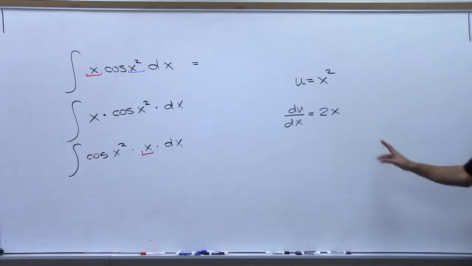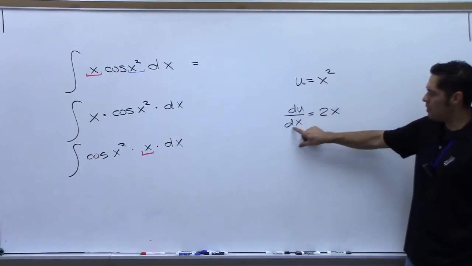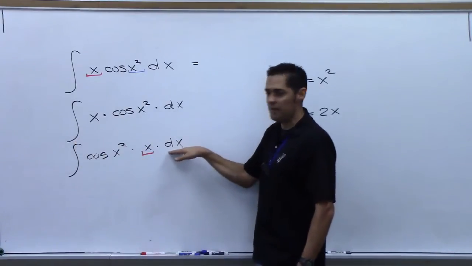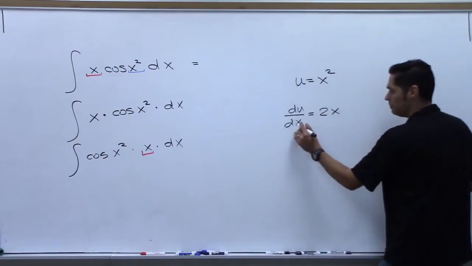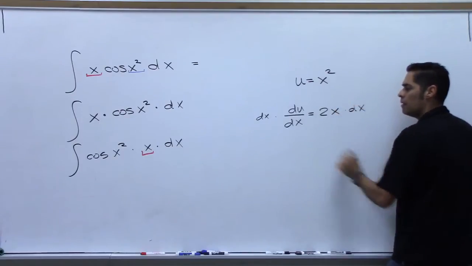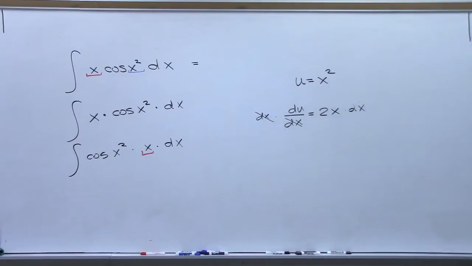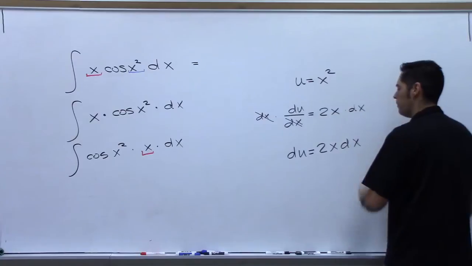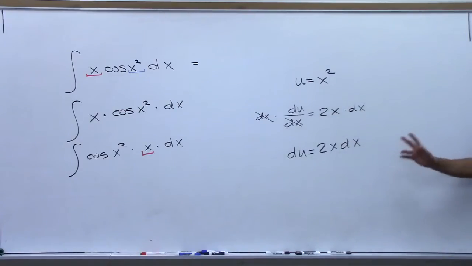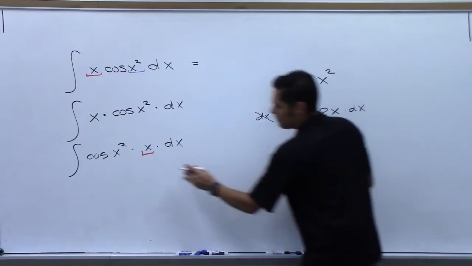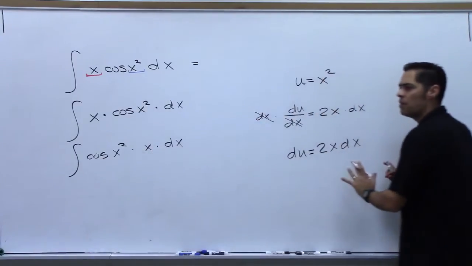Yeah? Now, with this equation right here, notice that we have a dx here. And notice in our integral we have a dx there. What I'm going to do is multiply both sides by dx here. And these go away. And so what you're left with is du equals 2x dx. Okay? Any questions with that? So what am I doing? Why am I doing this? Well, what I'm trying to get is something over here to match with something over here.